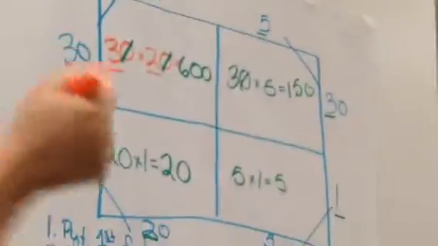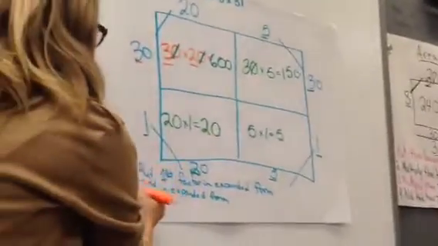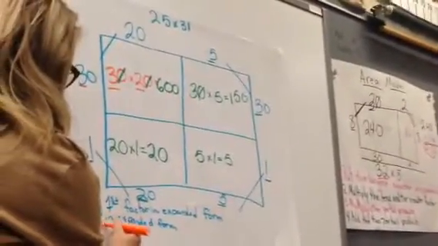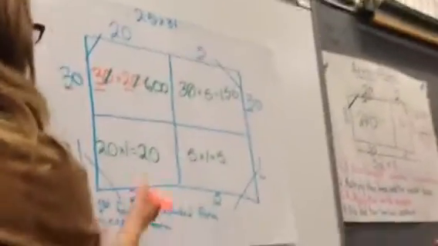What can I do to solve this, to finish it off? What was my last step? Kenia? Add. Add what? Be more specific. Tell me more about that. Okay. 150. Okay, our fourth step is add.